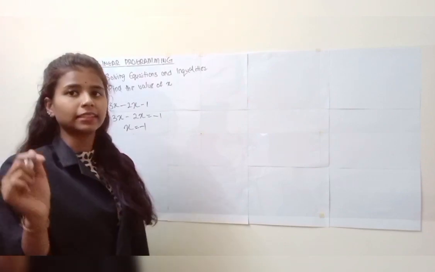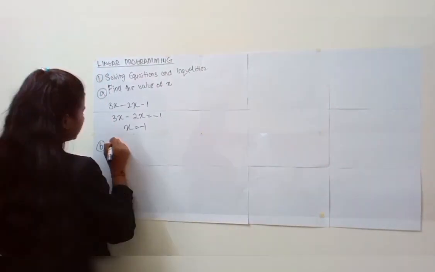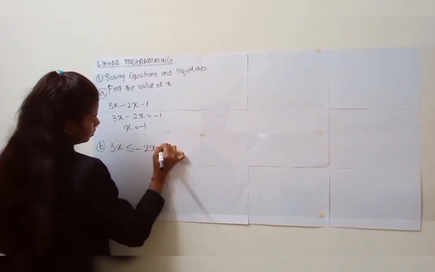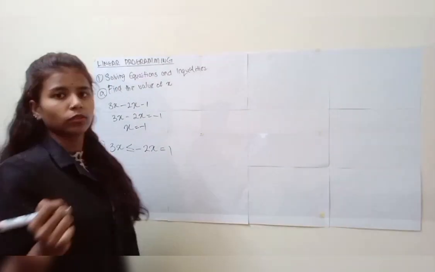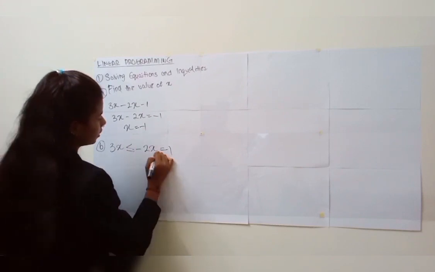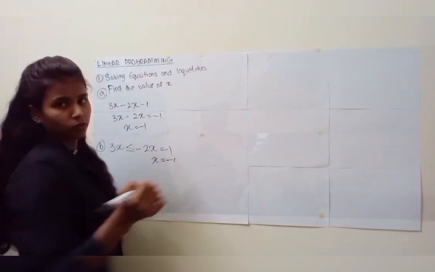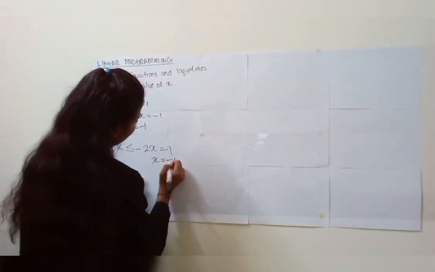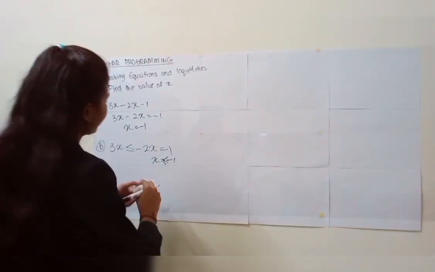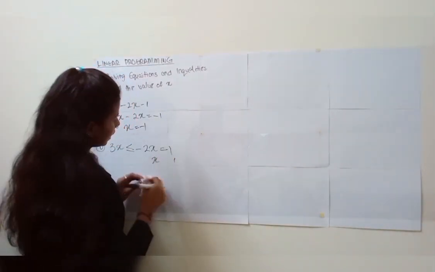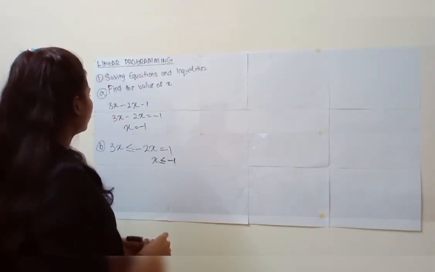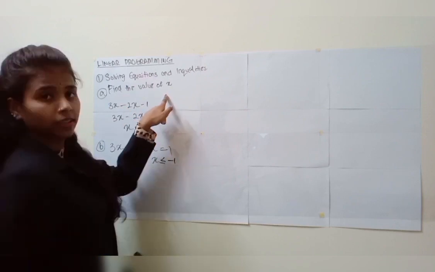3x is less than 2x minus 1, which is 3x minus 2x is less than minus 1. So the solution: x is equal to -1. No, x is less than -1. Sorry for the mistake. x is less than -1. So this is the value for x.